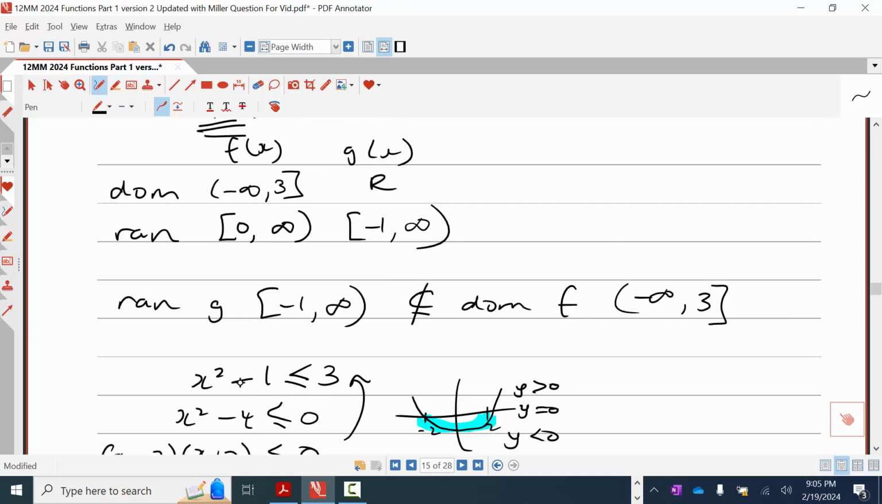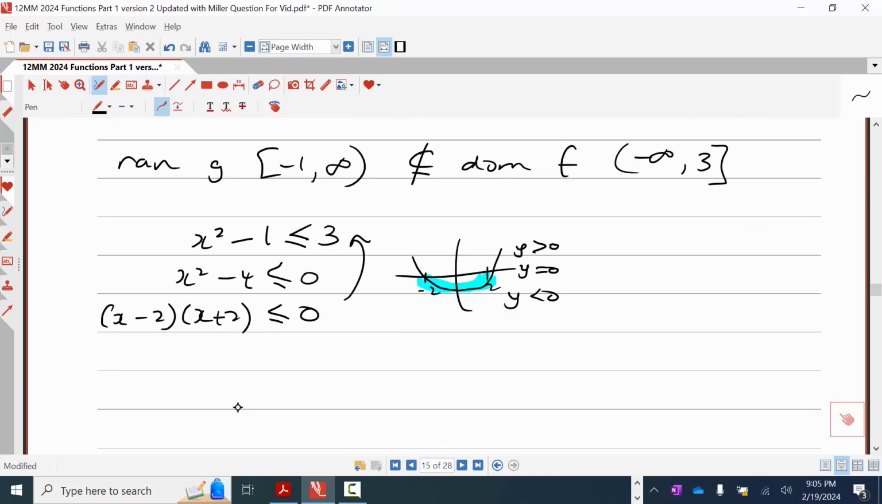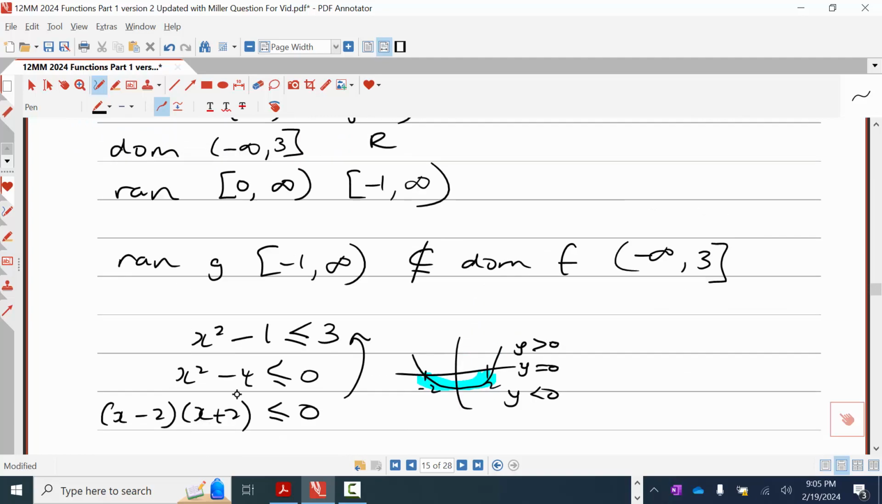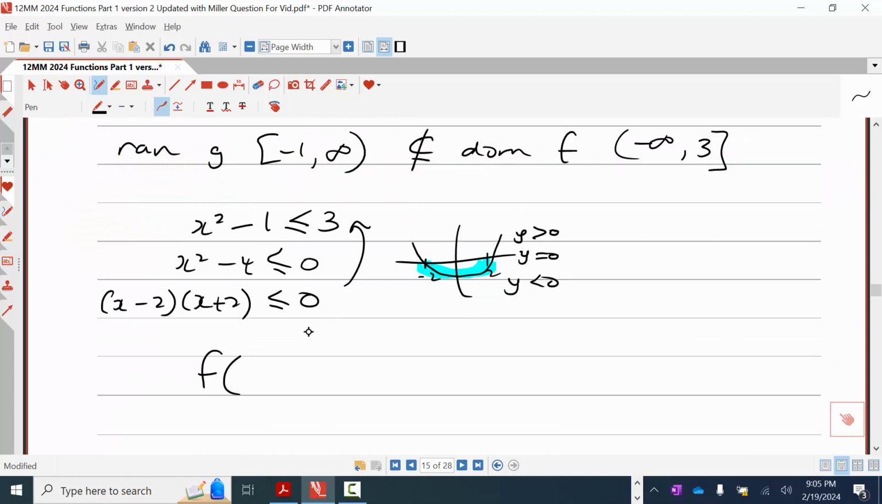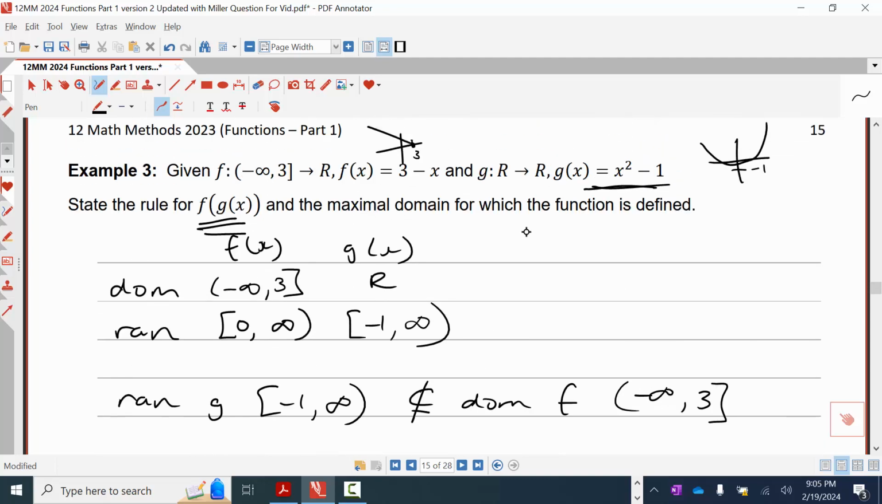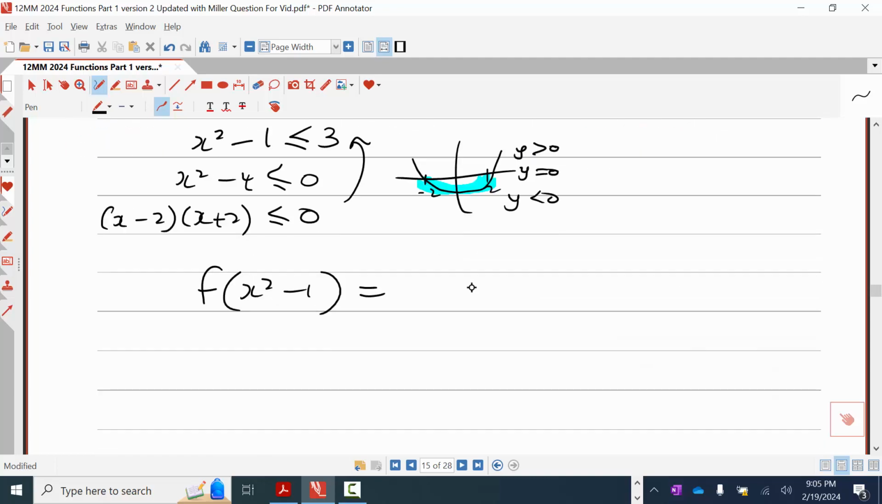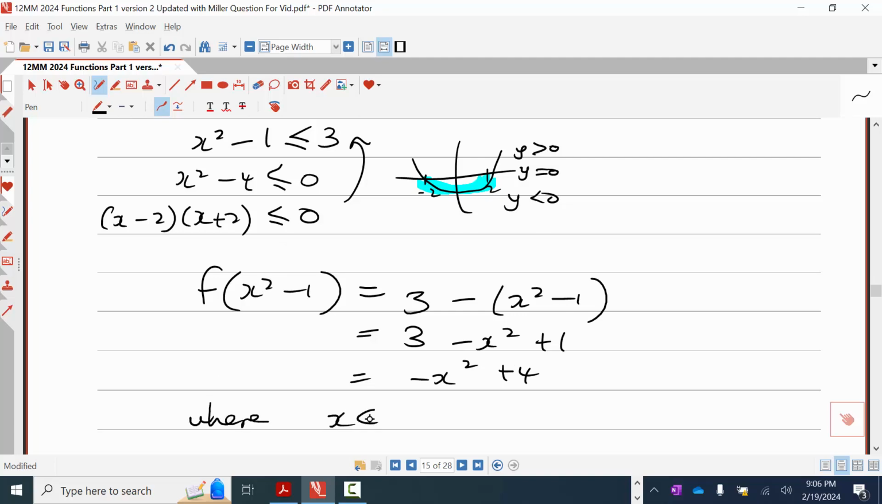So we're going to say that f of g of x, so f of, now g of x is x squared take 1, equals, so x squared take 1 goes into the linear 3 take x squared take 1, which is 3 take away x squared plus 1, which is negative x squared plus 4. So there's our composition. Now it's where x is an element.